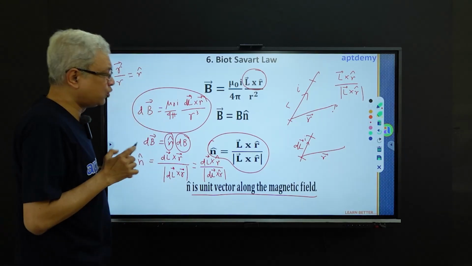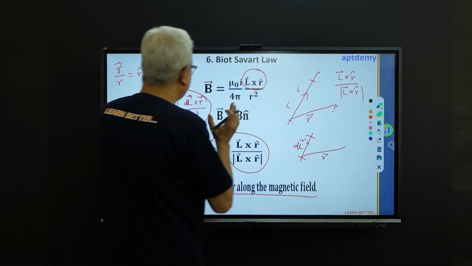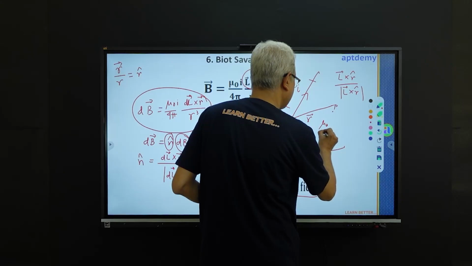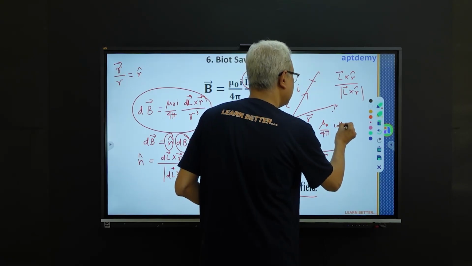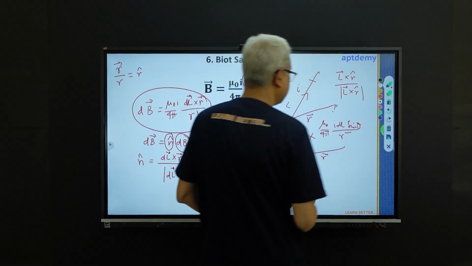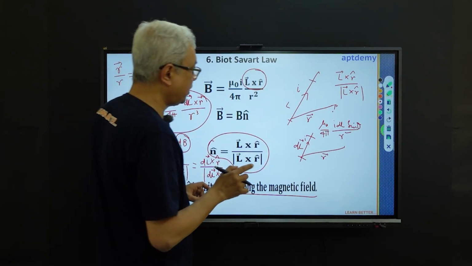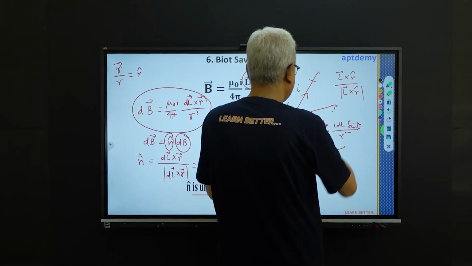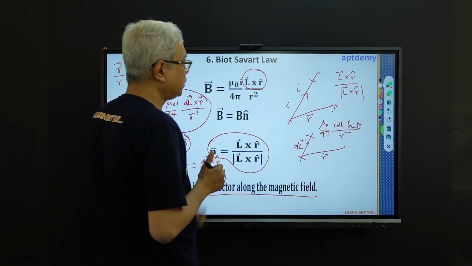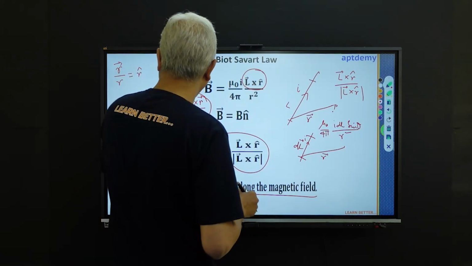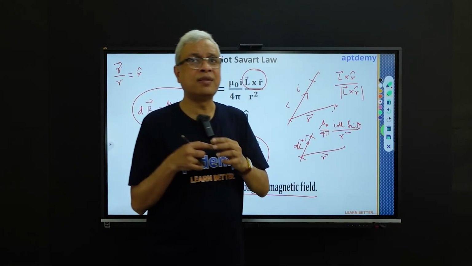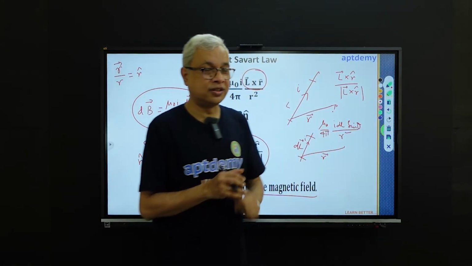So what is the magnitude of the magnetic field? It is mu naught by 4 pi I dl sin theta by r square, where theta we have already defined as the angle between the dl vector and the r vector. And the unit vector along the direction of the magnetic field at that point can be calculated like this. So this concept is sometimes important while handling some problems of complicated geometry.